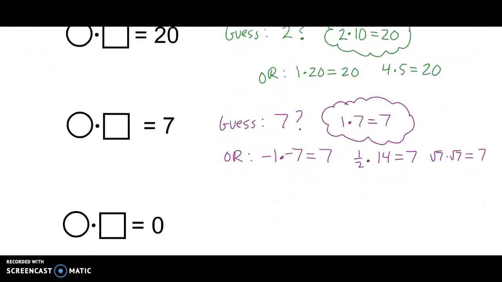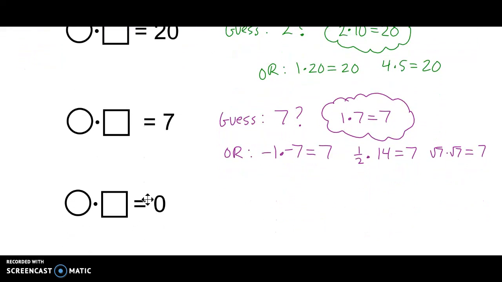But then consider this situation here. What if I tell you I'm thinking of two numbers, and when I multiply the two numbers together, my answer comes out to be 0? Don't you have a pretty good guess that you can make here? If you're not sure what to guess, maybe pause the video for a second and think about it, and then press play again.